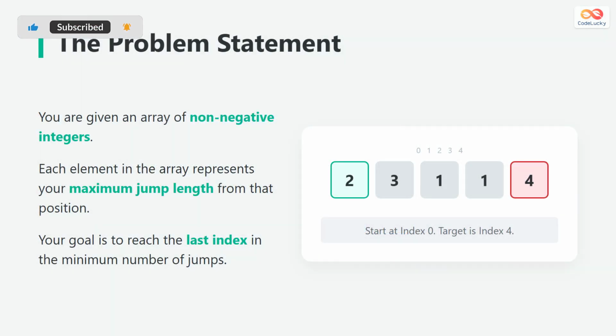Here is the problem. You are given an array of non-negative integers. Each number tells you the maximum distance you can jump from that position. Your goal is to reach the very last index of the array in the minimum number of jumps possible.